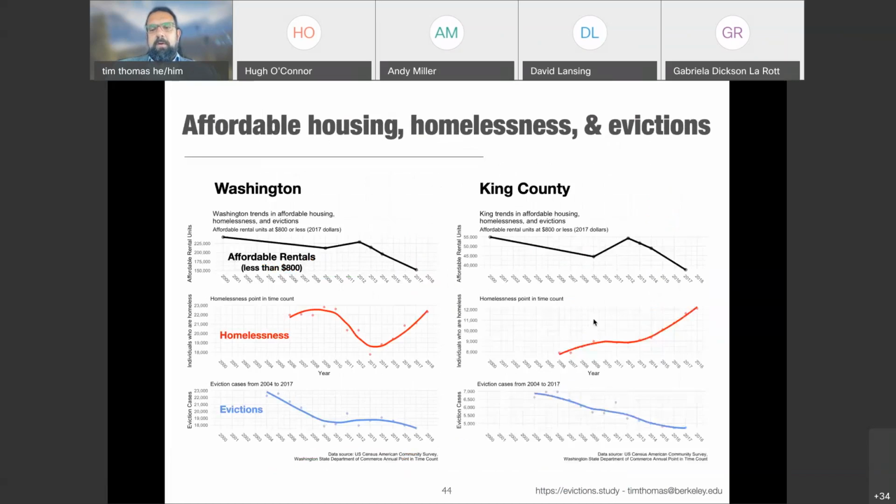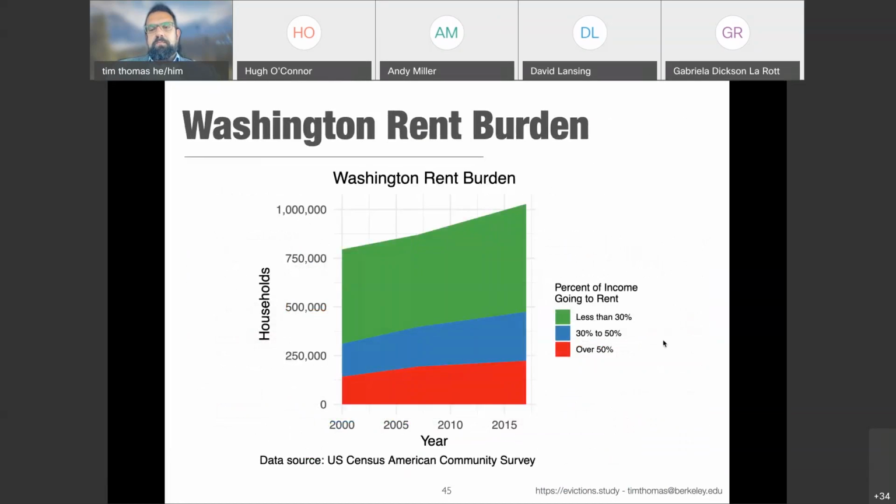I'm going to skip over this part real quick, and I will just show that the overall rent burden for households in Washington State is close to 50%. This blue section shows the proportion of people that are paying 30 to 50% of their income to rent, and about 25% or so, or half of all people rent burdened, are paying over 50%. What's problematic about this is that the population at risk of eviction falls within this red area.